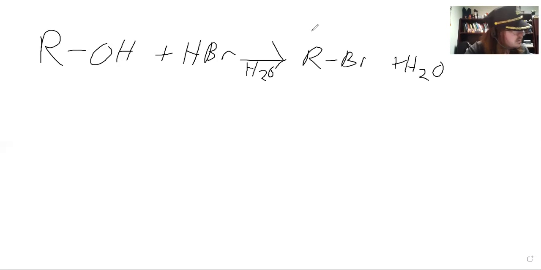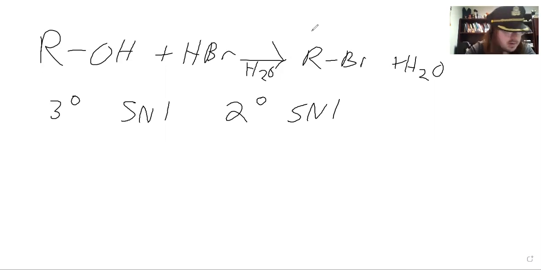How is that going to work? You simply protonate the base, you make a good leaving group, and then you do nucleophilic substitution. Now, the method depends on what type of alcohol you have. Tertiary is just going to work by SN1. Secondary is also going to work by SN1. The primary will work by SN2.